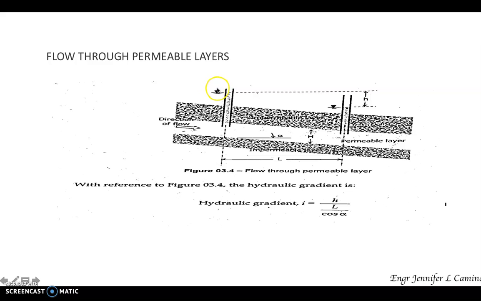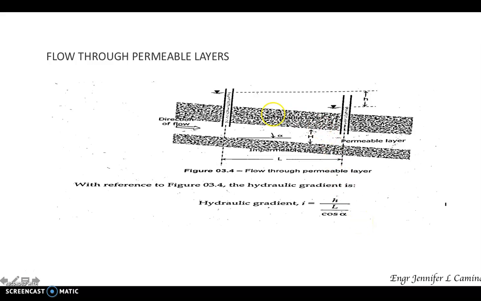Basically, this one is the flow of water through permeable layers. We have a layer of soil, and this illustrates how we are going to obtain the hydraulic gradient for a soil that goes through a permeable layer. To compute the hydraulic gradient for this kind of setup, our hydraulic gradient i is equal to H over L over cosine alpha.